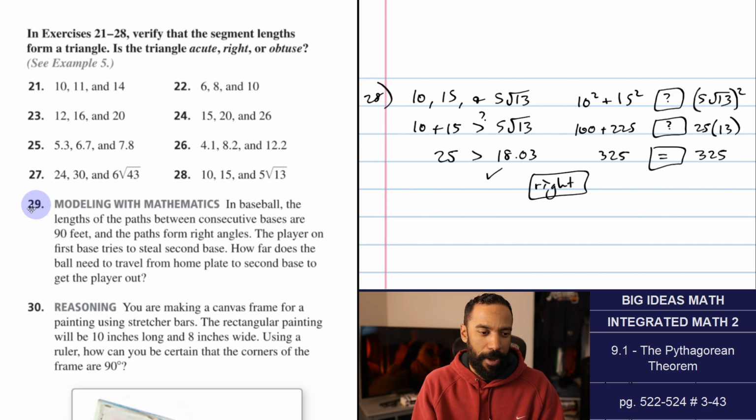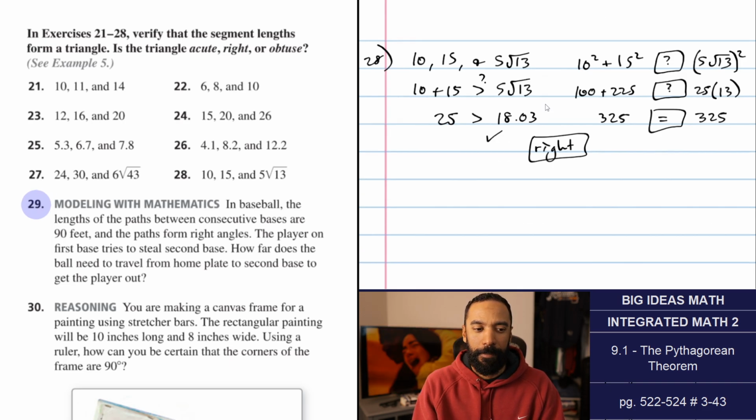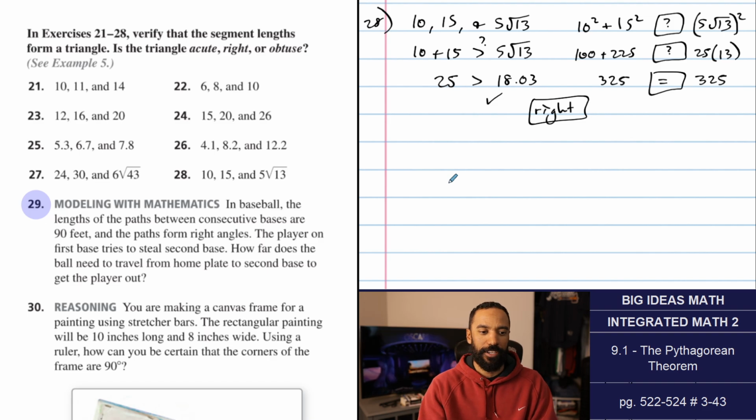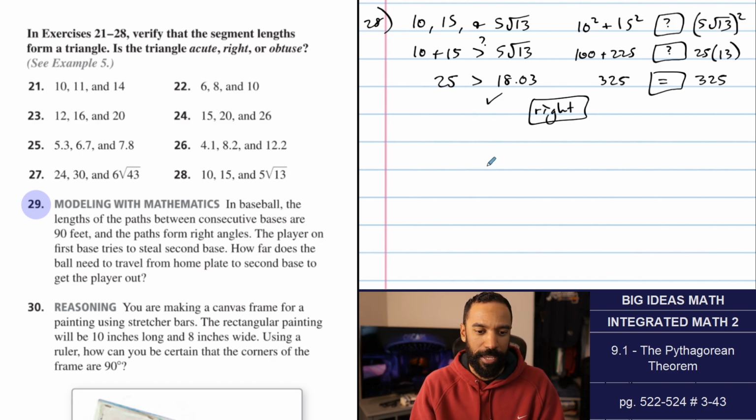Okay, number 29, modeling with mathematics again. In baseball, the lengths of the paths between consecutive bases are 90 feet, and the paths form right angles. The player on first base tries to steal second base. How far does the ball need to travel from home plate to second base to get the player out?